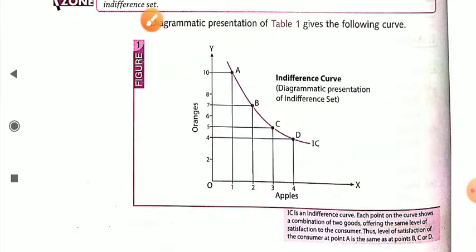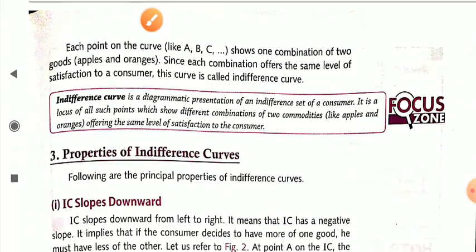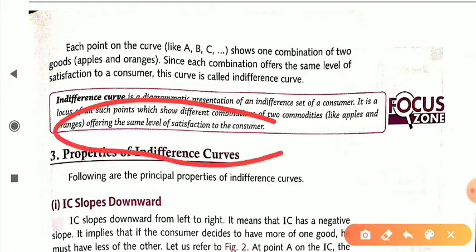Okay, dear student, now the definition of the indifference curve. An indifference curve is a diagrammatic presentation of an indifference set of a consumer, which I told you, that with the help of an indifference set you can draw an indifference curve. It is a locus of all such points which show different combinations of two goods, like apple and orange in our case, offering the same level of satisfaction to the consumer.